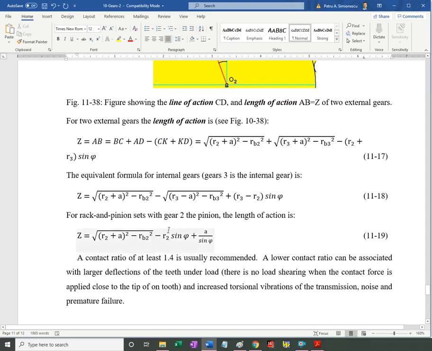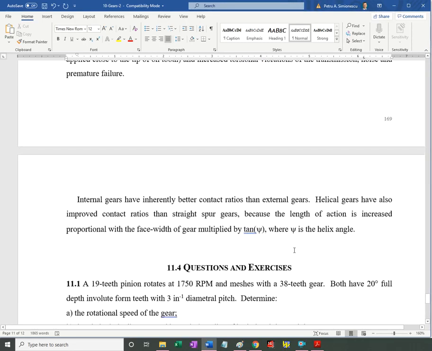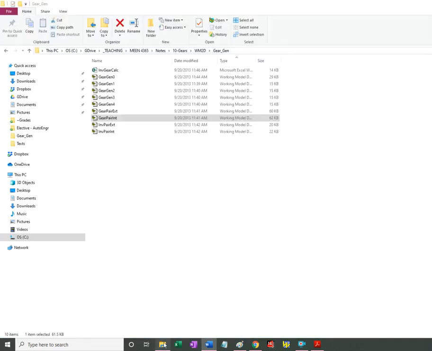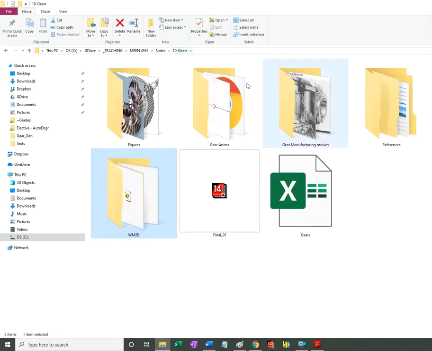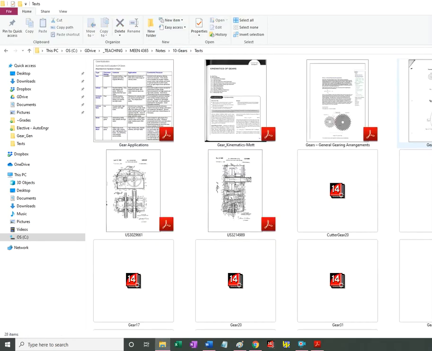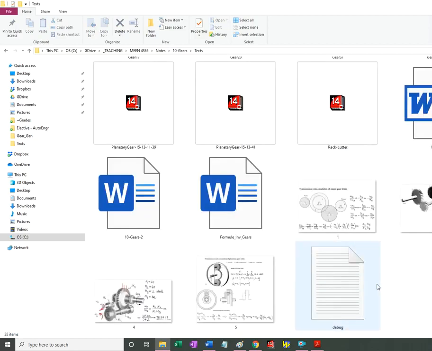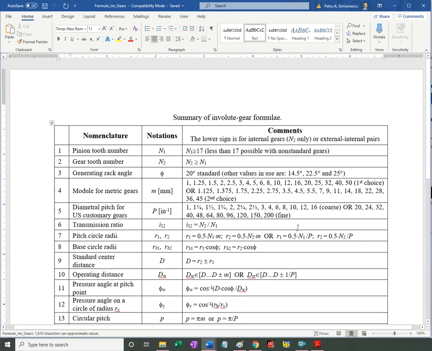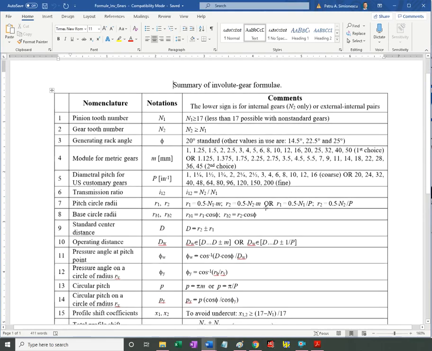If I have a rack and pinion set, this is the equation. If I have external internal gearing, here's a sign that's changing. I do have a set of equations that I made available to you. So we're towards the end of the lecture. It was a long one, I realize. This is a collection that you're going to use for doing any kind of geometry calculations for involute gears.